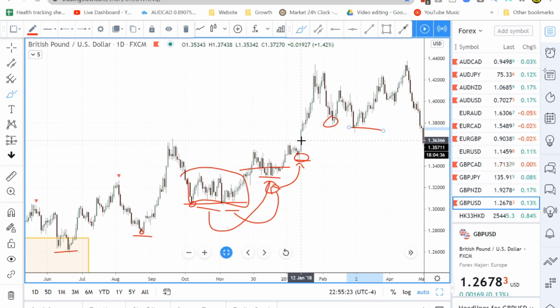Okay. Now, there's other ways you can go about this, so make sure you watch a video that I'll publish shortly about how to scale out of trades. That's the principle.